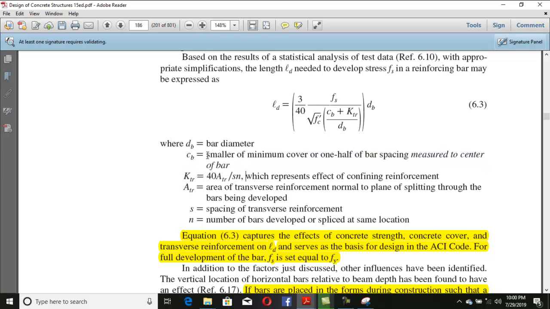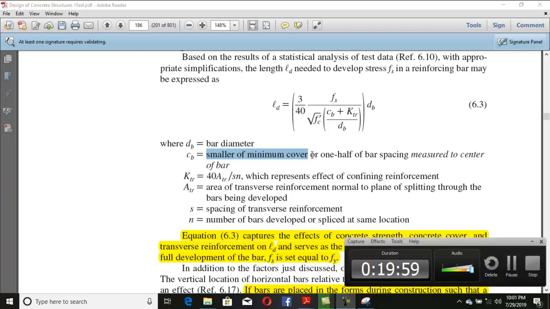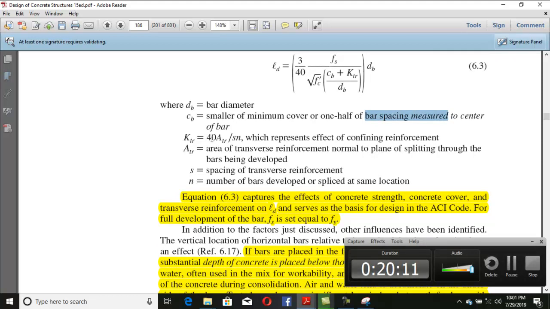Look, the smaller of minimum cover, side cover or bottom cover, in which the smaller one will be taken, or one half of the bar spacing. Look, half of the bar spacing, center to center of bars. KTR is 40 ATR divided by SN, which represents the effect of confining reinforcement.